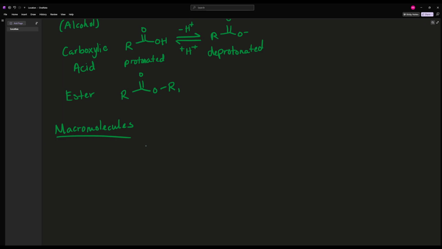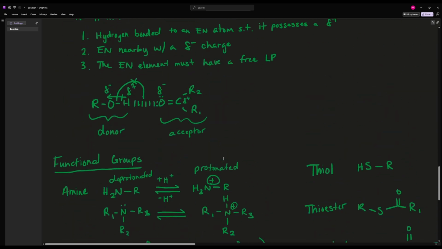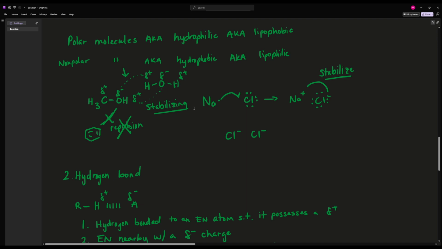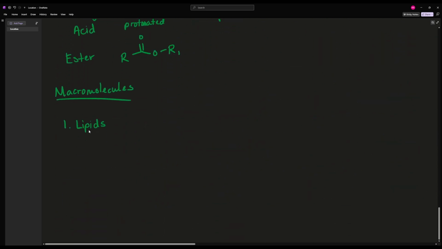So we have 4 macromolecules. Let's start off with our lipids. Lipids, remember how we said lipophobic was going to be our hydrophilic molecules, and our hydrophobic are going to be lipophilic, and we said these lipophilic molecules are probably going to be nonpolar? That's exactly what we'd expect from our lipids. They're going to be majority carbon-hydrogen bonds. Let's go over a few examples.